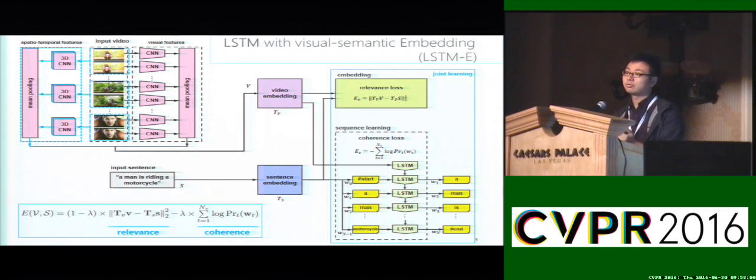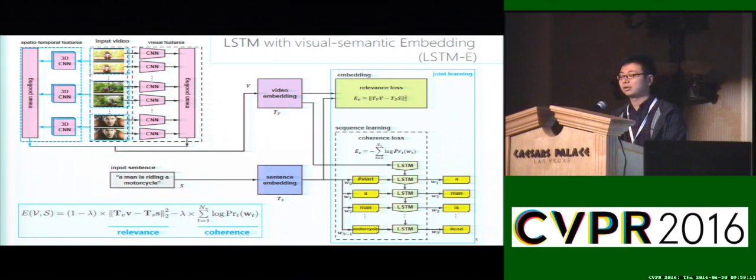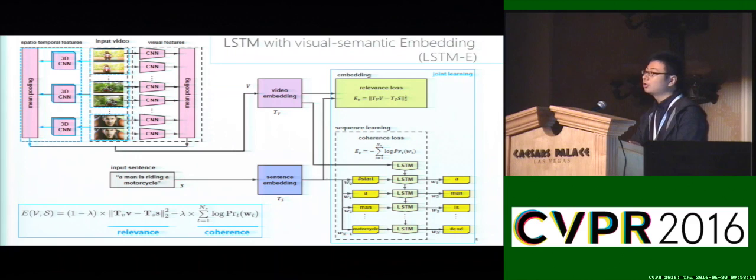Here, the coherence represents the contextual relationship between the words in the sentence, which is optimized in the LSTM part. And the relevance represents the relationship between the whole sentence and the video content, which is measured in the visual semantic embedding part. So the overall loss is comprised of two components. The first is the coherence loss in the LSTM part, and the second is the relevance loss calculated in the visual semantic embedding space.